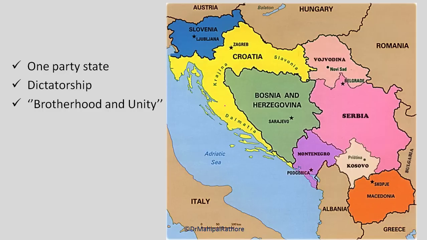This newly formed country of Yugoslavia was a one-party state. There was only one party, there were only communists. All the other parties were thrown out of power. They were all suppressed by this communist nation, and it was basically a dictatorship of Josip Tito, and he talked about brotherhood and unity. Why? Otherwise this nation would have broken apart any time. They wanted to stay together, and the slogan given by Tito was brotherhood and unity.